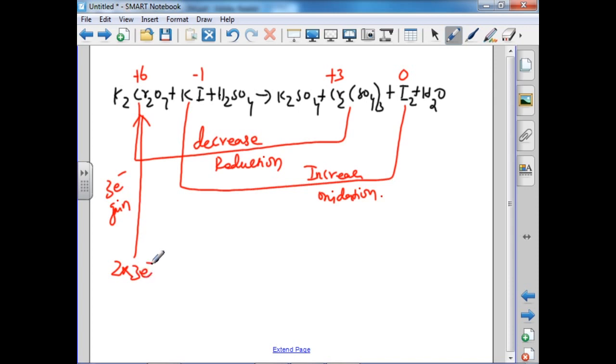The next one, the oxidation number of I in KI changes from minus 1 to 0. There is a loss of 1 electron. How many iodine atoms are present in the equation? There is 1 atom, 1 into 1 electron loss, so 1 electron. For Cr2, 2 into 3 electrons, 6 electrons. So, cross multiply.